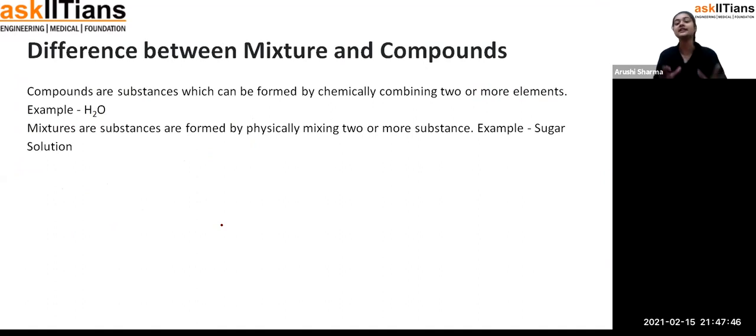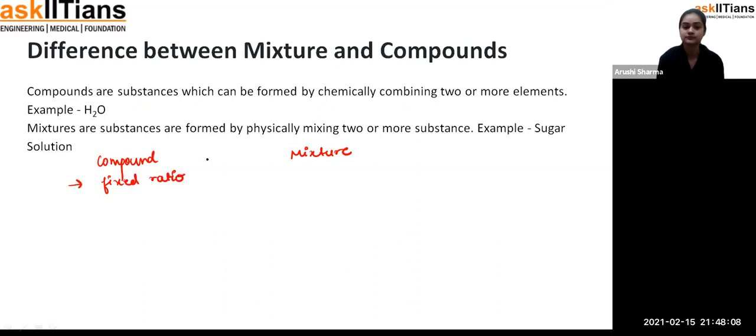So students, in compounds, the elements combine chemically and are present in a fixed ratio. If I talk about compound and mixture, in the compound, two or more elements combine together, and they are present in a fixed ratio. For example, H2O. But in the mixture, students, yes, we are adding substances, but they do not have any fixed ratio.